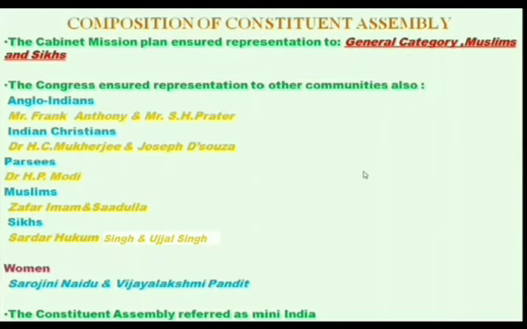Frank Anthony and Mr. S. H. Prater. Anglo Indians are those people whose ancestors belong to England but they might have settled in India. The Parsis were represented by Dr. H. P. Modi. Parsis were people who came from Persia and settled in India.